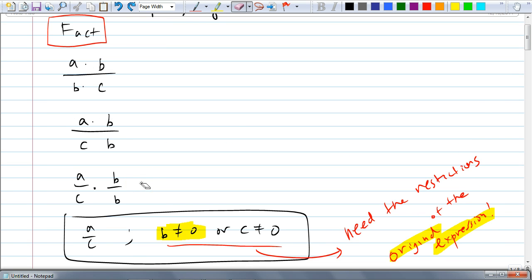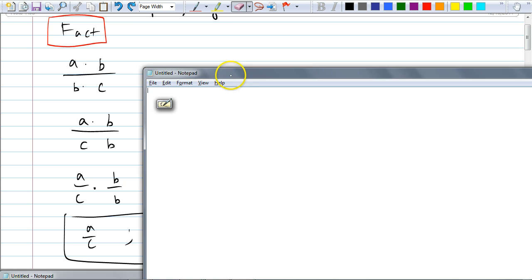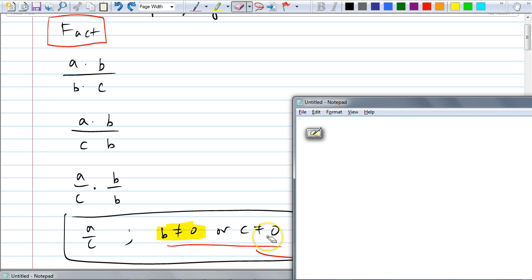But then I have this one. Why do you think I need to write down these? What are these called? Restrictions. You guys remember restrictions? Why do I need to say B can't be 0 or C can't be 0? Exactly. So that's a good question. So we understand C, right? Because you got A over C. If C is 0, the denominator is 0. Why do I need to even mention B can't be 0? I don't even see B. Why do I need to say B can't be 0 here?